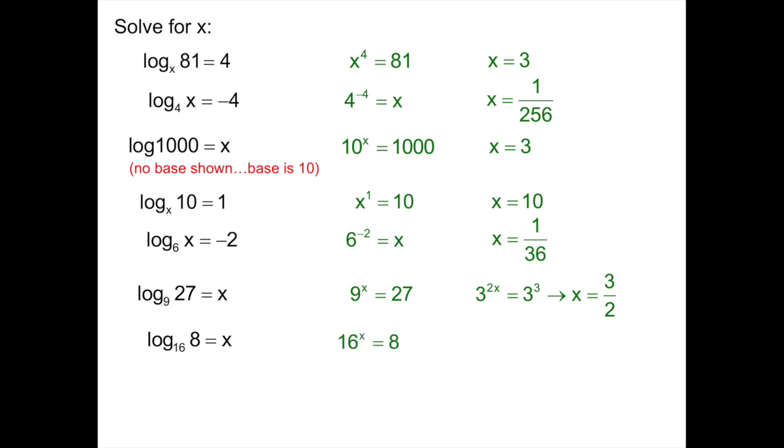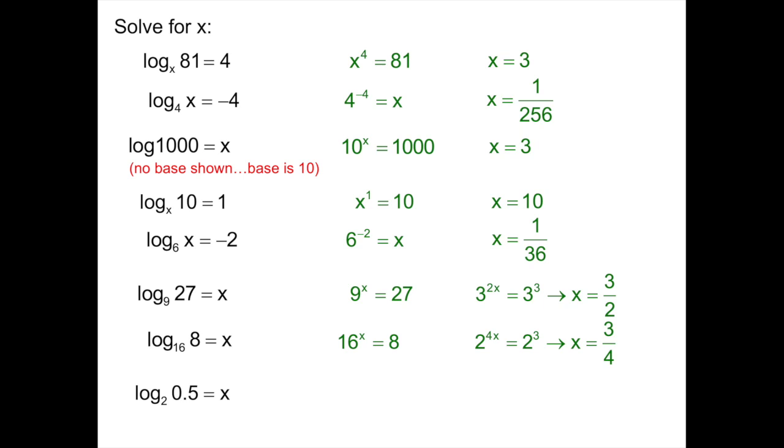For this next one, I get 16 to the x is equal to 8. Well, again, with a problem like this, 16 to the first is too big, so it's got to be smaller than 1. I'm going to want to work with a base of 2. So instead, I make 16 2 to the fourth, which still has the x there, and 8 can be written as 2 to the third. So now if I set my exponents equal to one another and solve, I do get 3/4 for that.